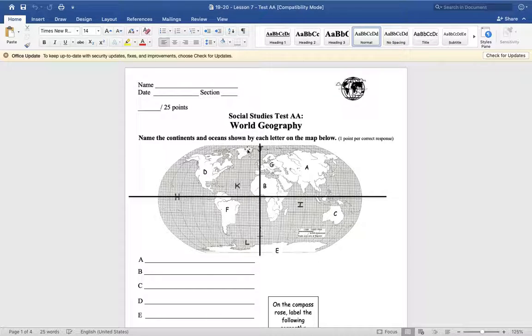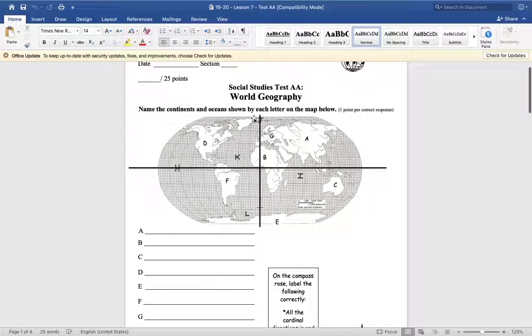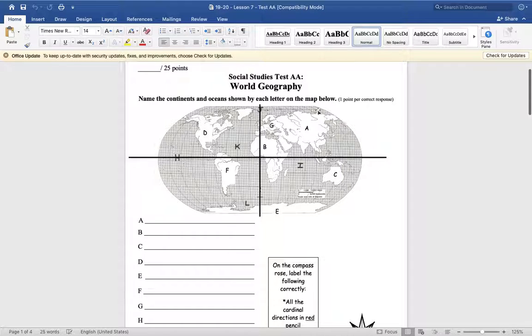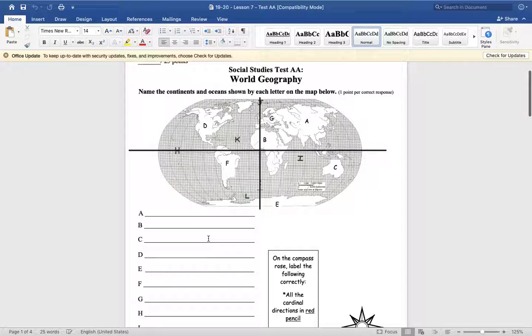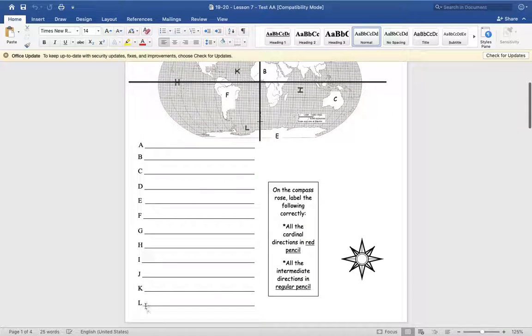Let's begin. Name the continents and oceans shown by each letter on the map below. So here is the letter A. That is either a continent or an ocean. Write the name of that item here. Now go to letter B. That is either a continent or an ocean. Write the name of that here on the B line. Continue doing that until you have all the letters complete. Remember, these are continents or oceans only for letters A through L.